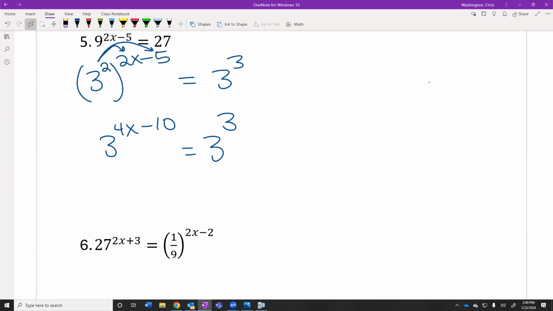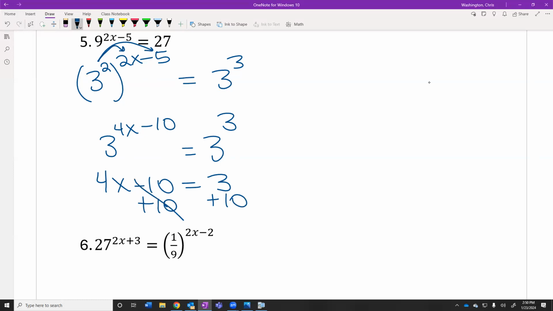And now that the exponents have been distributed, the bases are equal. What do we know about 4x minus 10 and 3? We know that those have to be equivalent. The bases are equivalent. The exponents have to be equivalent. You should be able to solve this equation.